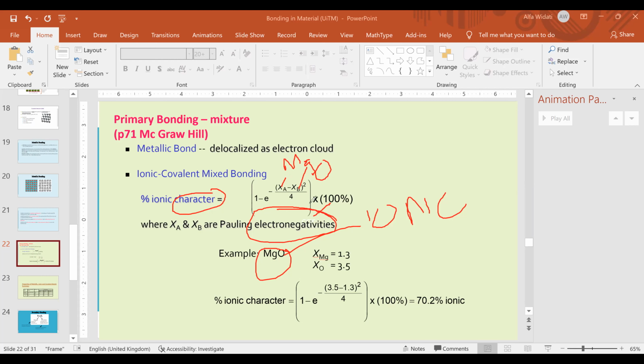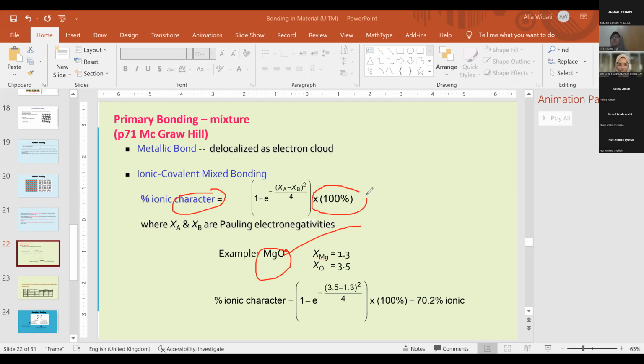Why? Because this is the electronegativity. You can see that is group 1A. If the ionic character is 100%, we go to the formula. If we want the ionic character to be 100%, the value of this has to become 0. This is right. It becomes 0.